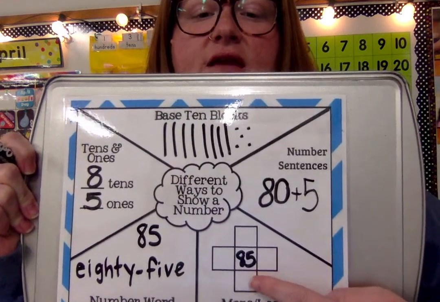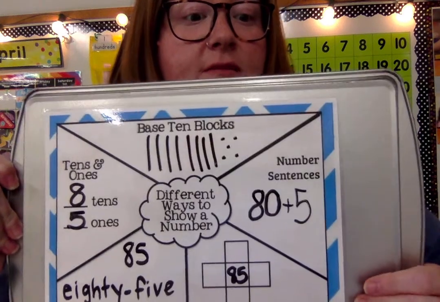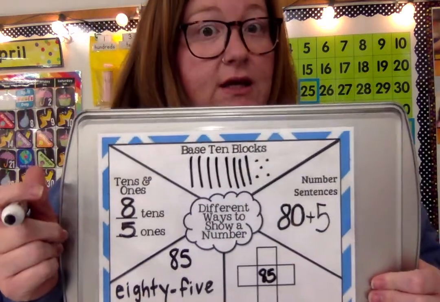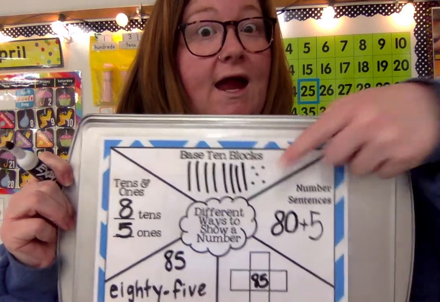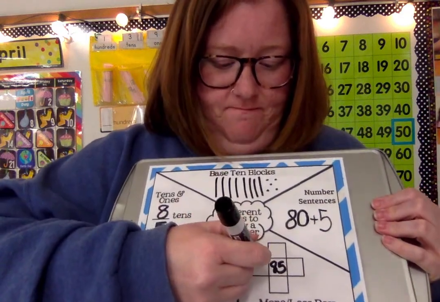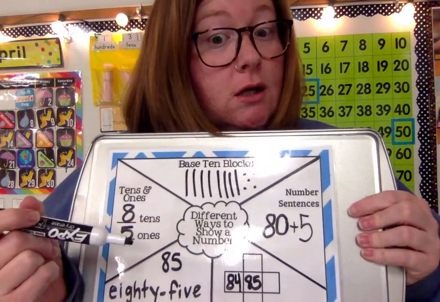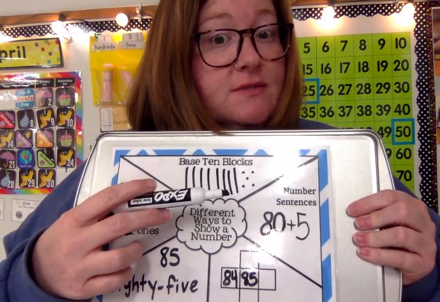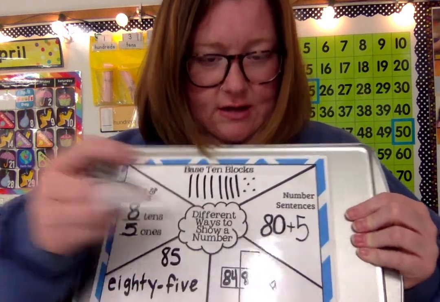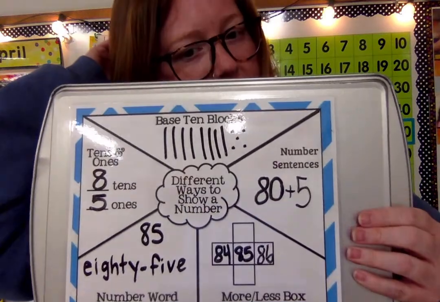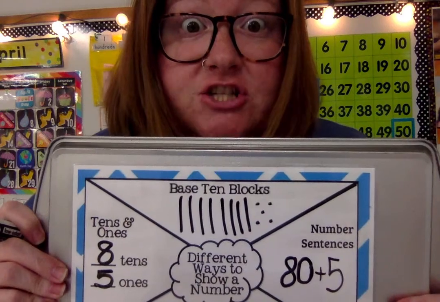So if 85 is in the middle, 1 less, that would be the number that comes just before it, would be 84. Very good. 84. 1 more, after 5 comes 6. Still have 8 tens, so 86. 84, 85, 86. Now we have to think of that magic, right?